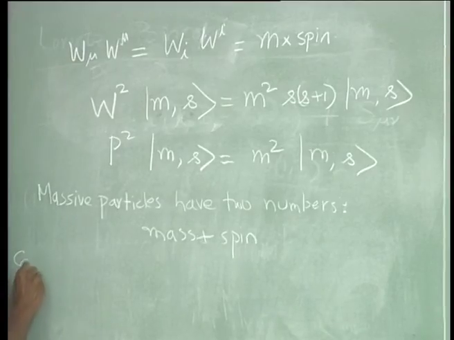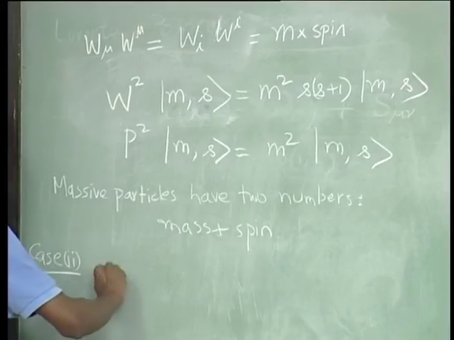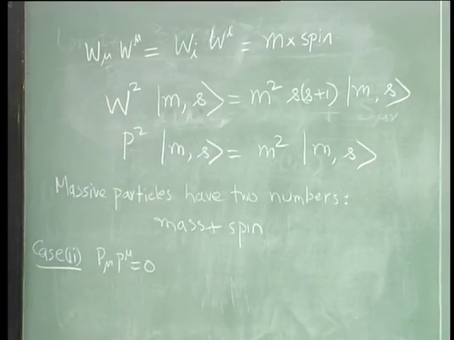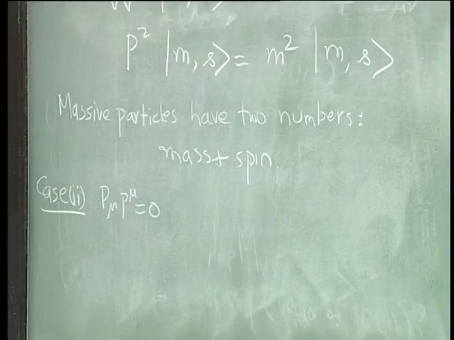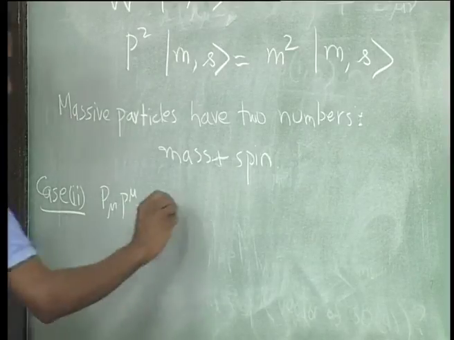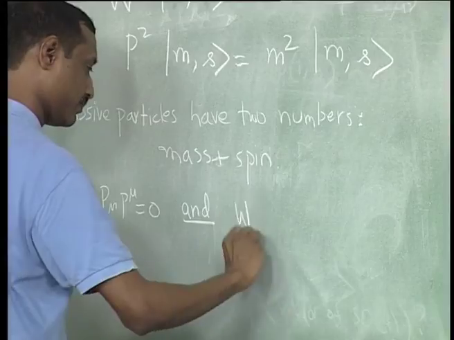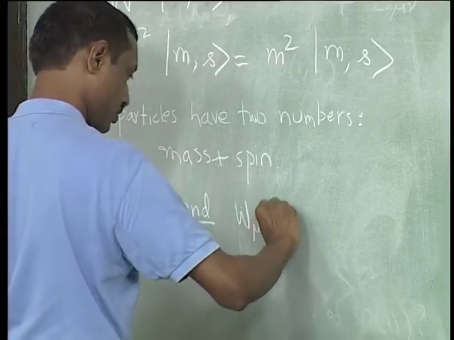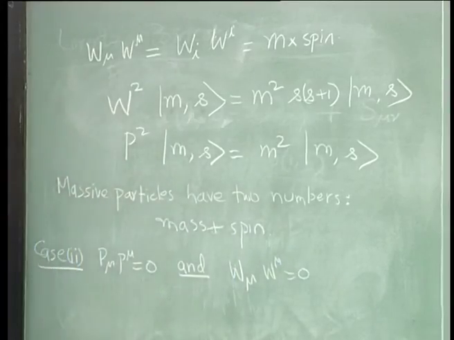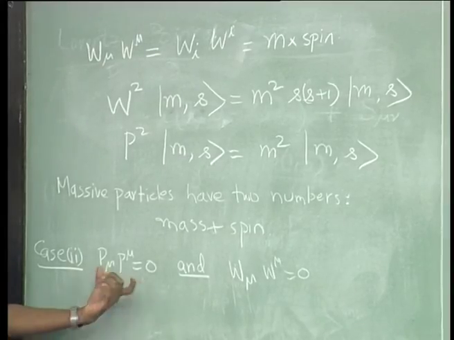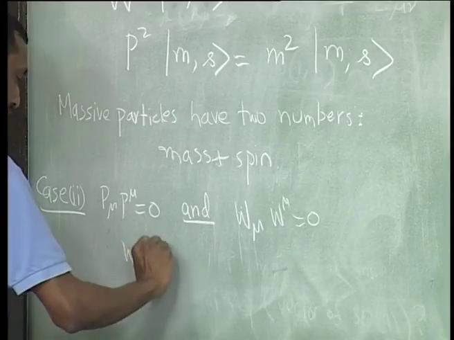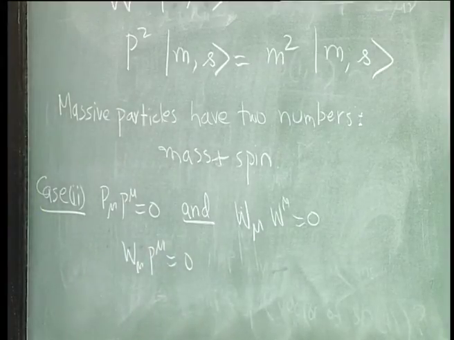The second case is when P square is 0. This is what we will call massless particles. Okay. W mu is also 0 if both of them are 0. So, this is what we will call a massless particle, but we will also put this condition in, and it is trivial to check from the definition that W mu P mu is 0 just from the antisymmetry of the P's.